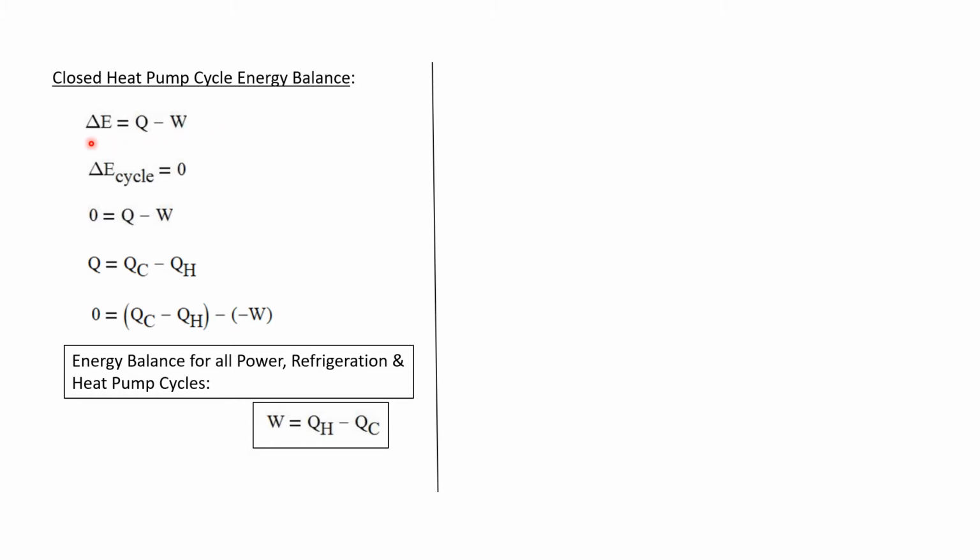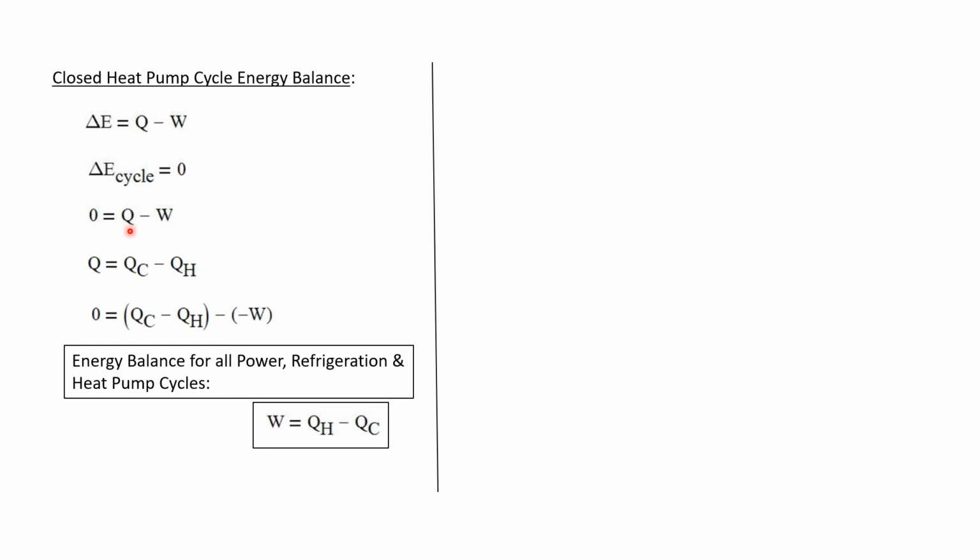We'll use our basic energy balance. Delta E is Q minus W. And delta E for a cycle is always 0, so 0 is equal to Q minus W. But we have multiple heat transfer locations, and so this Q is really the sum of both QC and QH.